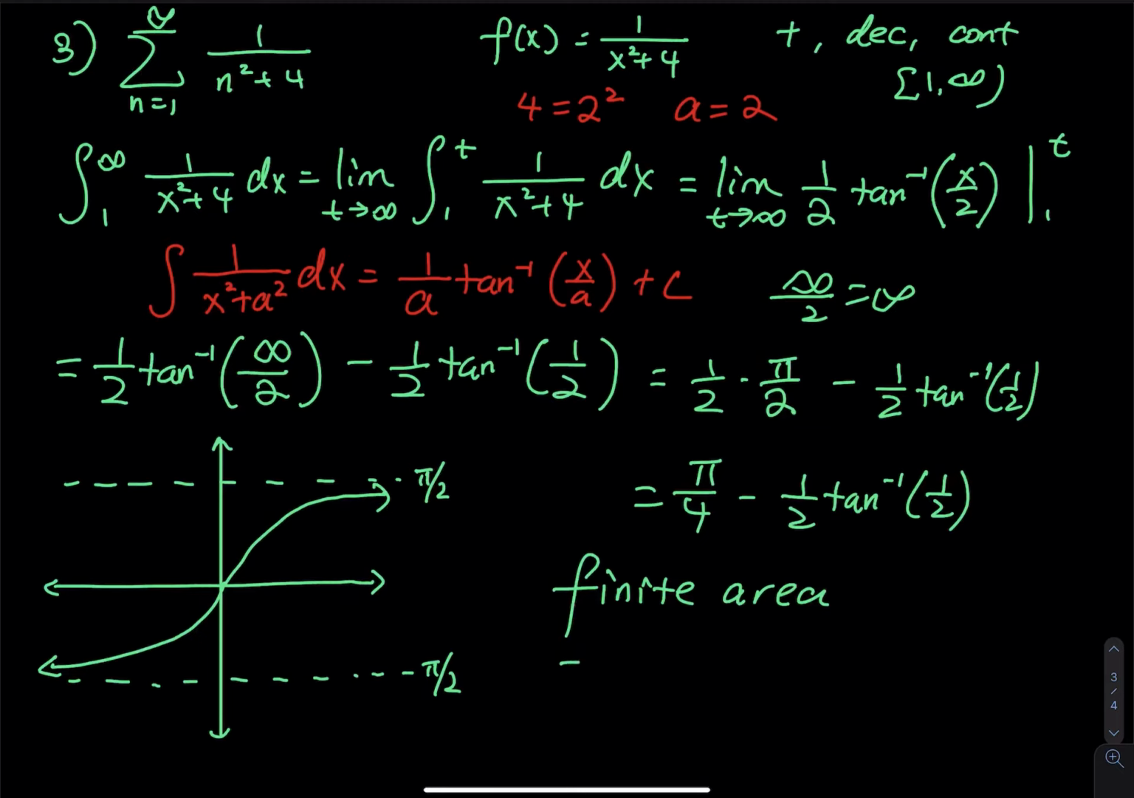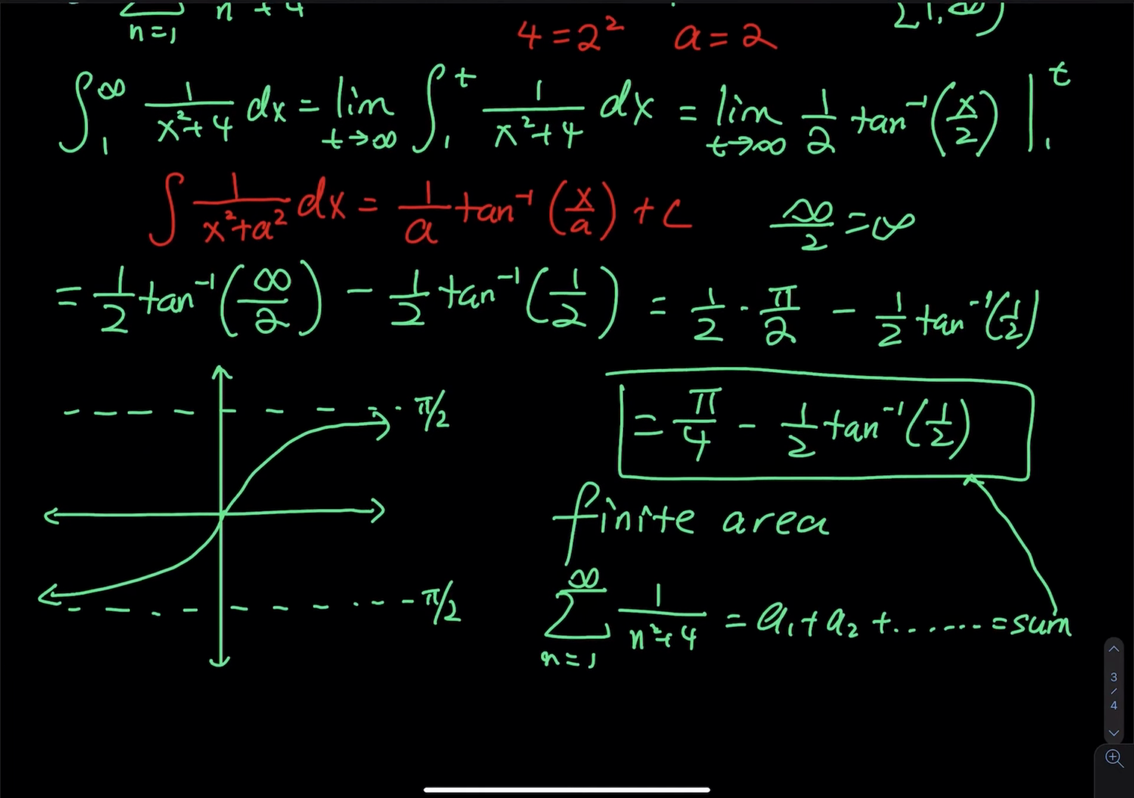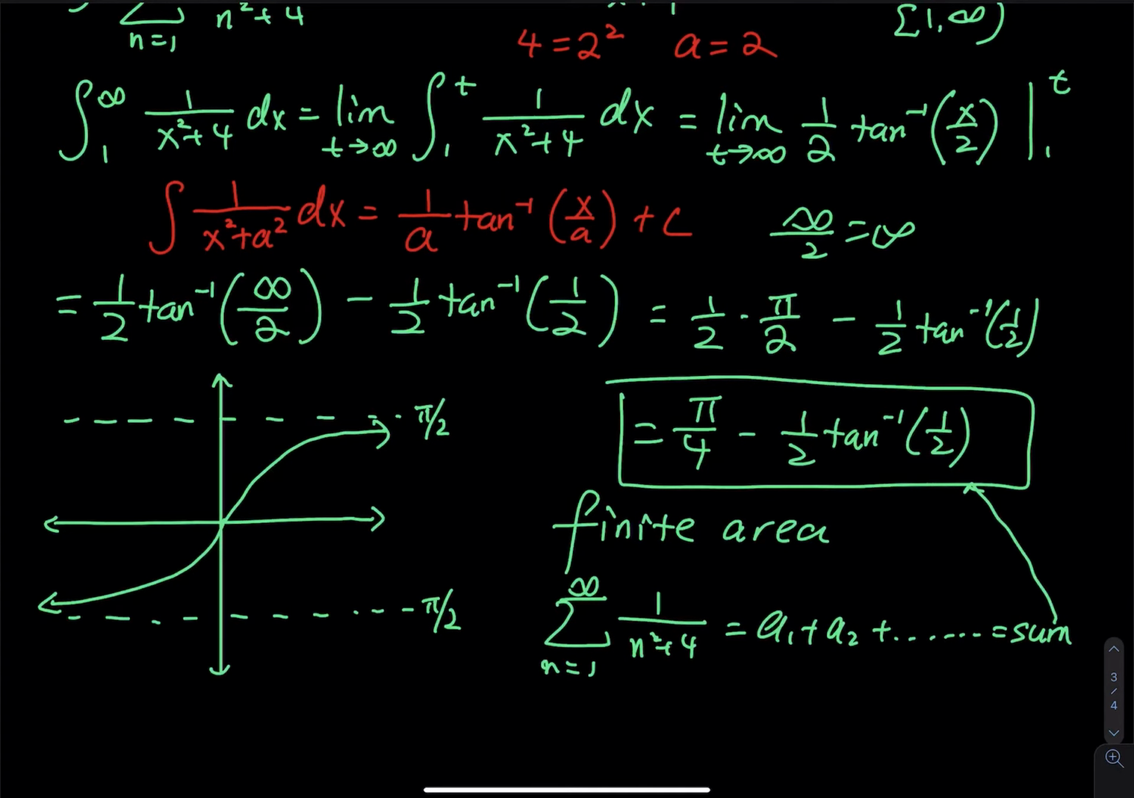So you have the sum, n goes from 1 to infinity, of 1 divided by n squared plus 4, that equals a1 plus a2 plus dot, dot, dot, all the way to the very last term, right? What is the sum equal to? This sum is approximately equal to this, and that is not infinity. The area is finite, so that means this integral is convergent. That's how you perform the integral test. All right, so this is the end of this problem. Let's move on to the next one.